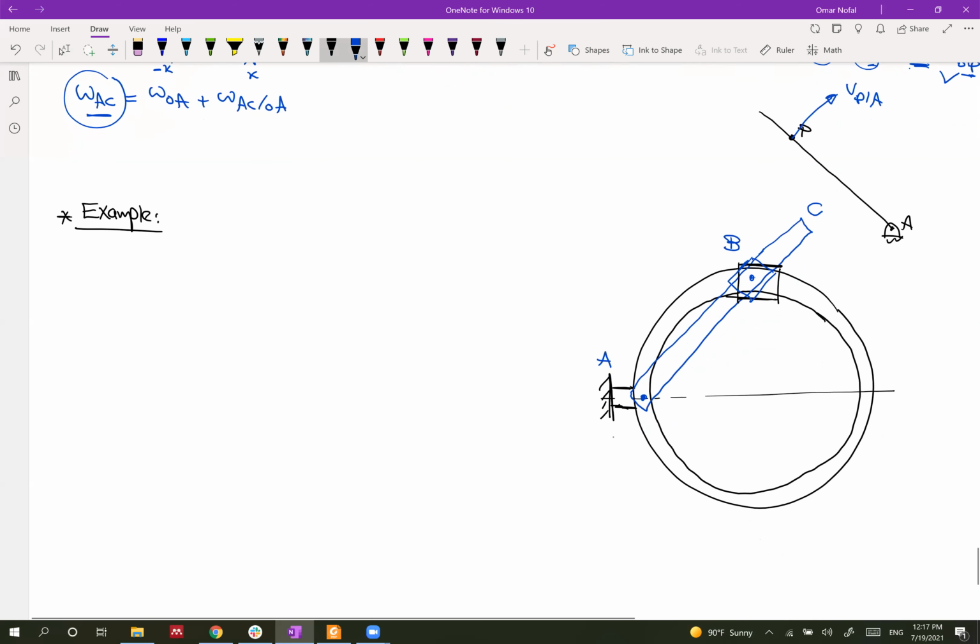So what we have now, this bar is getting an omega equal to 3 radian per second in this direction. And at this location, we can identify that the theta, because this is R and this is R, will be 45 degrees.